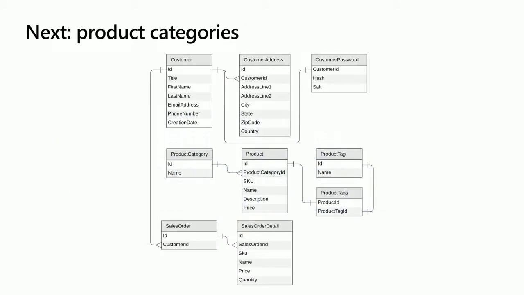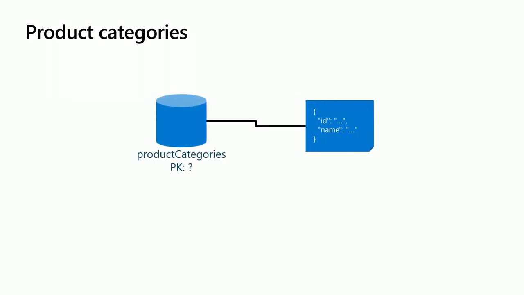Let's switch to our next entity, that is the product categories. Going to follow the exact same process. I look at the properties I have to materialize. I put them in a JSON document. Here is just 2 of them, ID and name. I'm going to put that document into a new container, product categories.